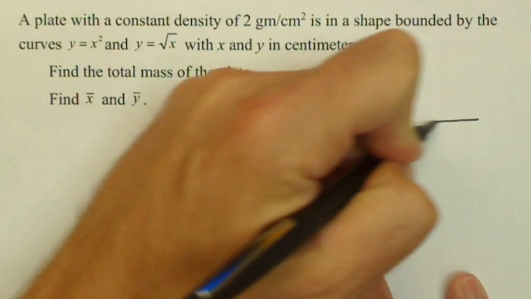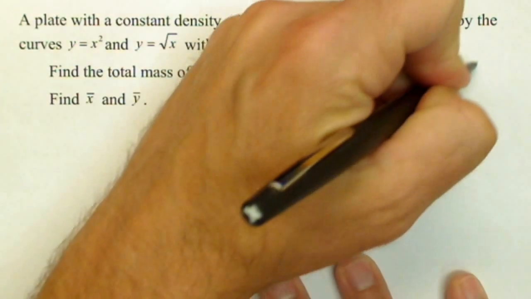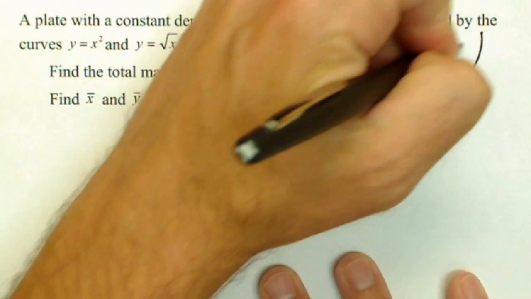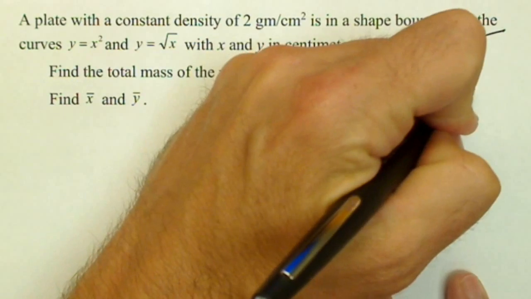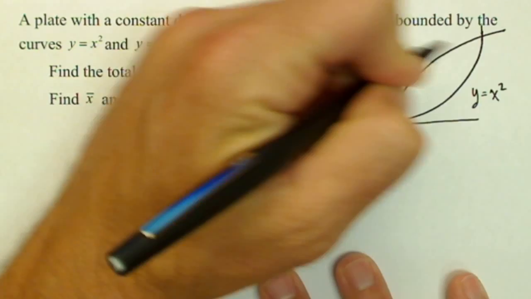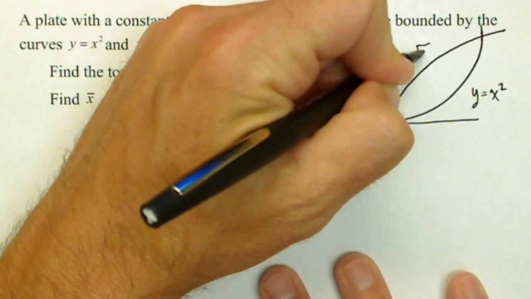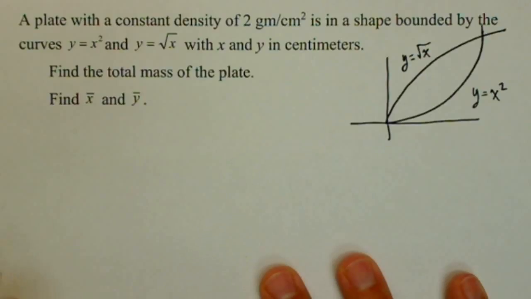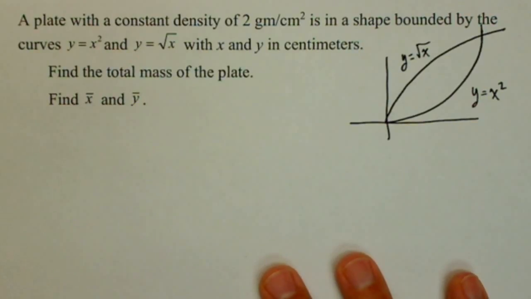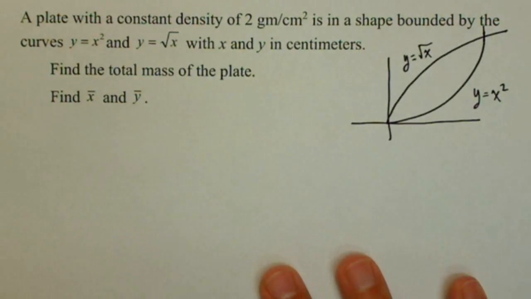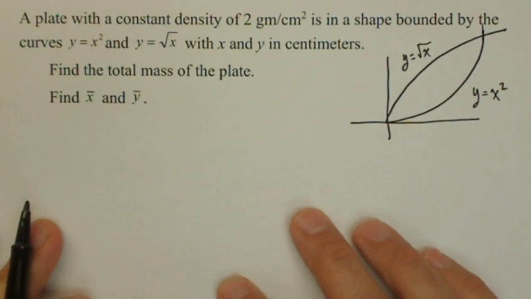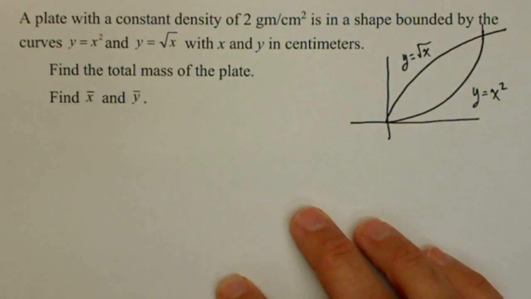And just to get an idea of what we're looking at, we have x squared here, and square root of x here. So there's our y equals x squared, or y equals square root of x. We're going to have a lot of symmetry on this, so x bar and y bar are going to end up being the same in this case, but we'll talk about how you could do it if you weren't sure or they weren't going to be the same. But let's start with the total mass.